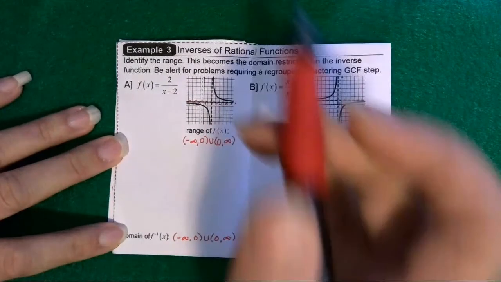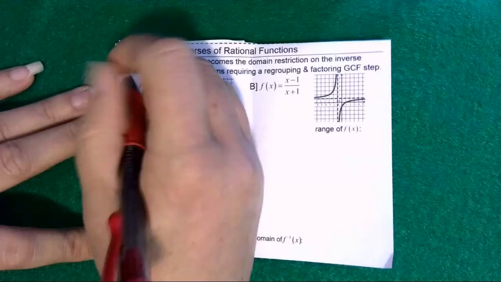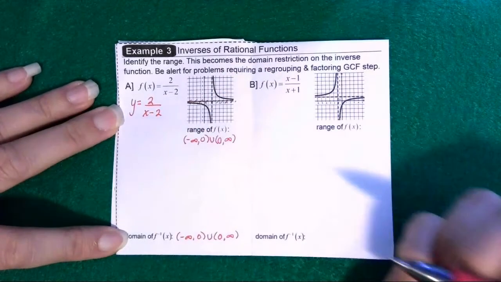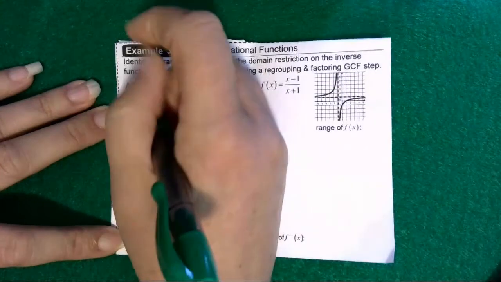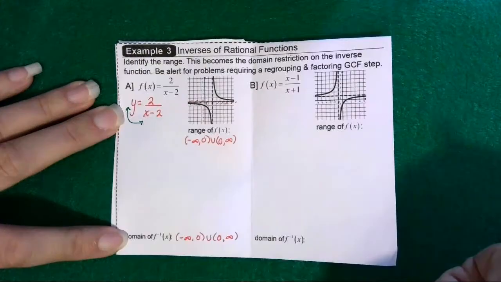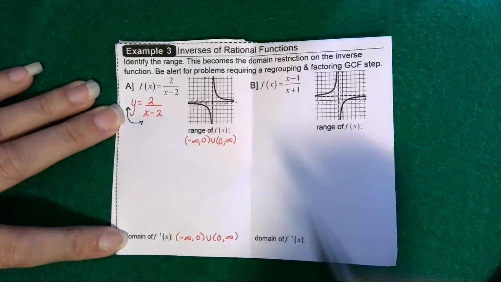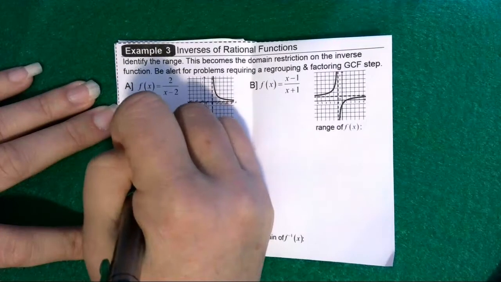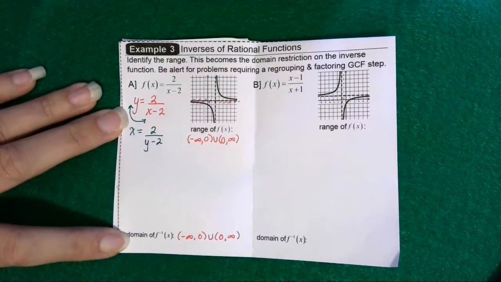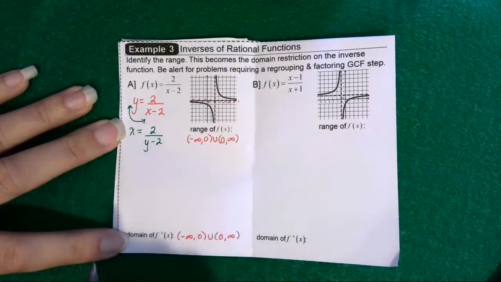Okay, so now I can go ahead and find the equation of my inverse by substituting y in place of my function notation. So I'll have y equals 2 over the quantity x minus 2. And then my next step is to reverse or switch the positions of the x and the y. So now I'll have x equals 2 divided by the quantity y minus 2. Okay, and then I want to solve for y.